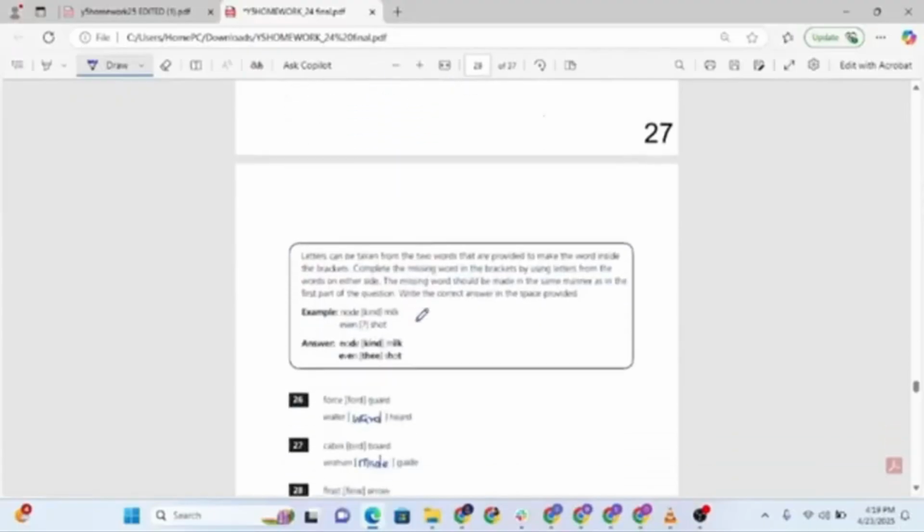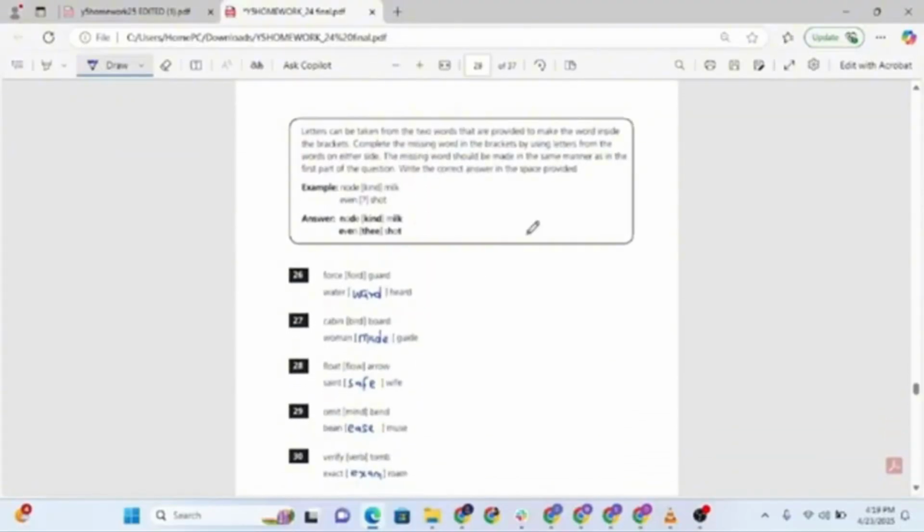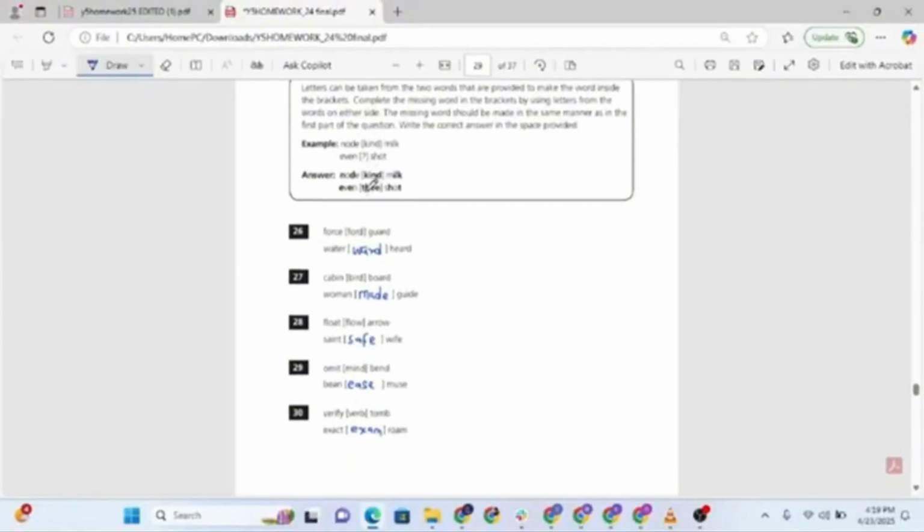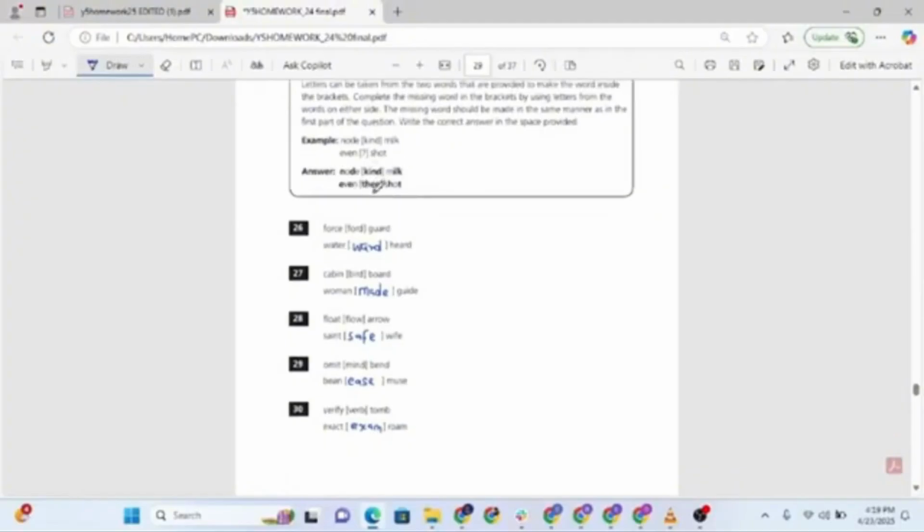Letters can be taken from the two words that are provided to make the word inside the brackets. Complete the missing word in the brackets by using letters from the words on either side. The missing word should be made in the same manner as in the first part of the question. Write the correct answer in the space provided. Example: node, kind milk even? Shot. Answer: the. Shot. Question 26. The correct answer is the word ward.